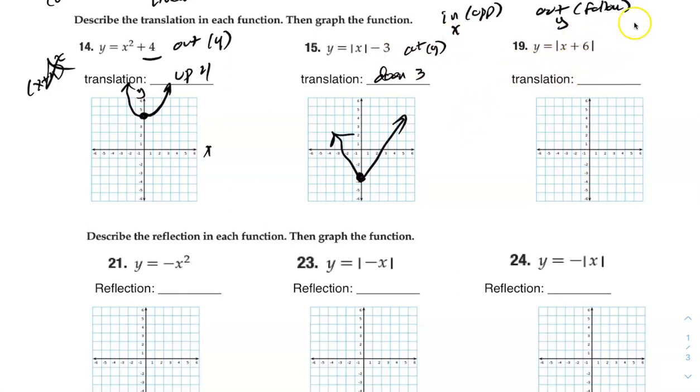Next one's on the inside. You can tell it's inside the parentheses there, or the absolute value. So this is inside. Inside is the x, so we're going to move left and right. The key thing is you do the opposite. It's kind of like you're solving a problem. If I was solving this, I have to subtract the x over. So it's a -6. So we're going to go left 6. So like right here, then we just draw the absolute value again. So there we go.